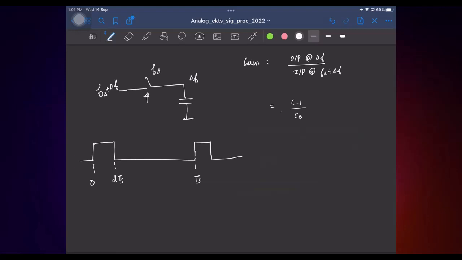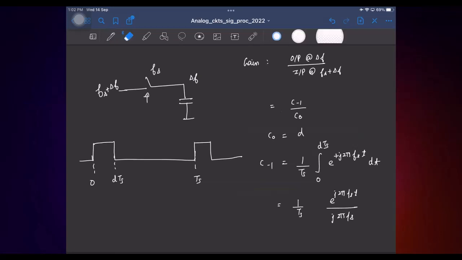So what is C naught? C naught is the DC term, which is D, right? And C1 we'll compute, there is no shortcut. This is 1 by Ts times, I have to integrate from 0 to dTs, e power minus j 2 pi fs t dt. Oh, sorry, C minus 1, right? C minus 1, so this will be plus. Fine. So what does it evaluate to? So we'll have e power j 2 pi fs t by j 2 pi fs, and the limits go from 0 to dTs. So this is basically this, and the Ts and fs cancel, I'll remove them out.